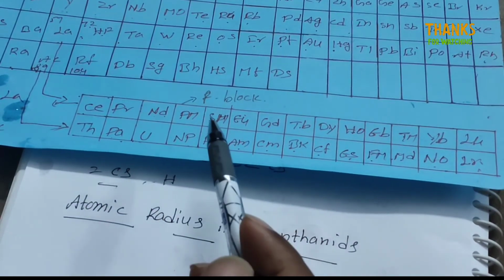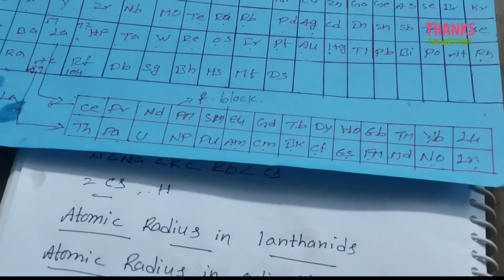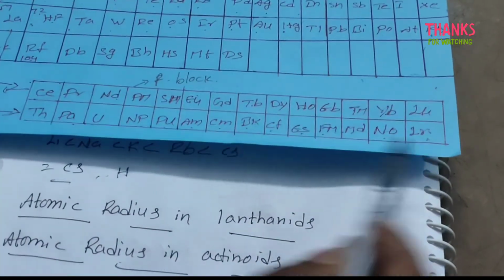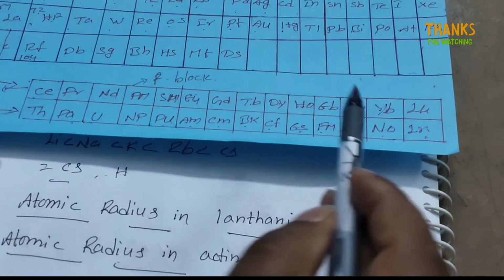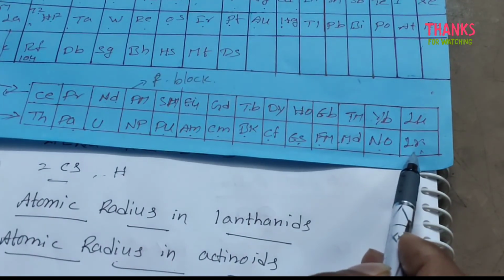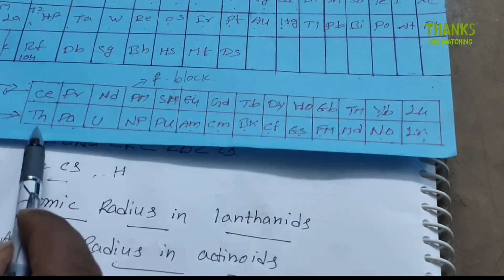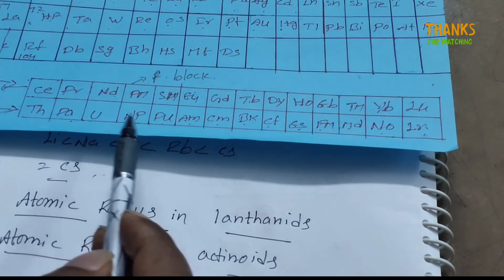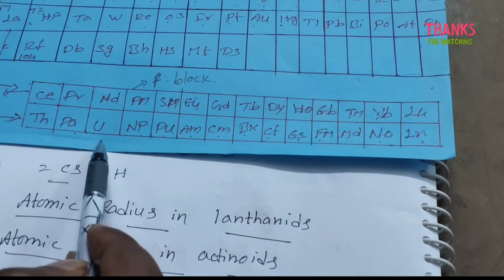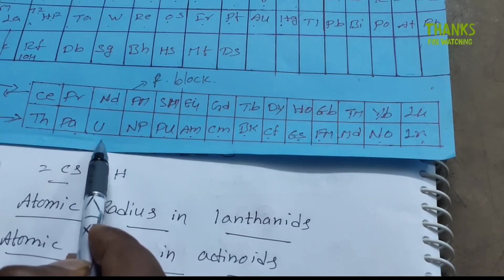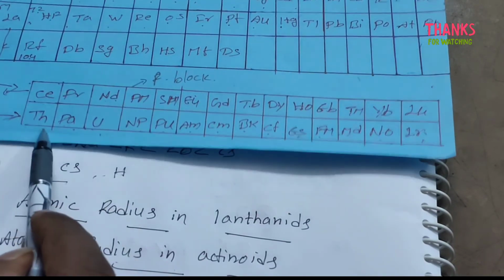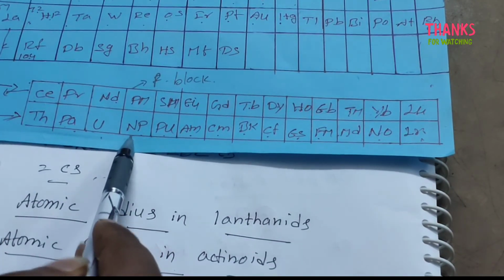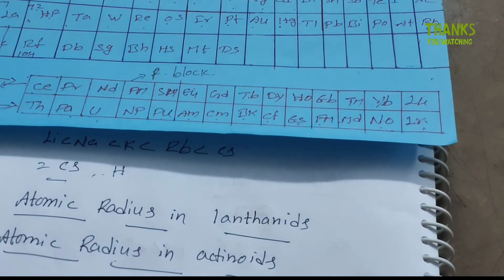Next one, atomic radius in actinoids. The actinoids are the elements from thorium to lawrencium, atomic numbers 90 to 103. In the actinoids, the atomic number increases but the size of the atom decreases, which is called the actinoid contraction. The reason is the poor shielding effect of the actinoids, so from left to right the atomic radius decreases. Okay students, this is about the atomic radius in actinoids.